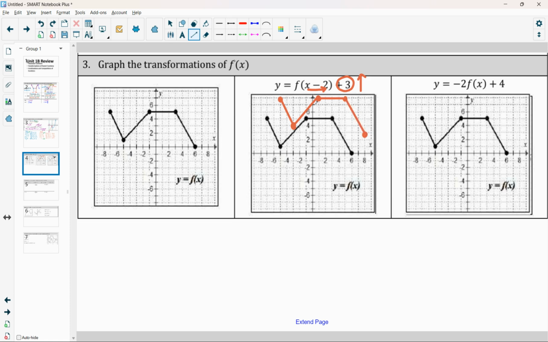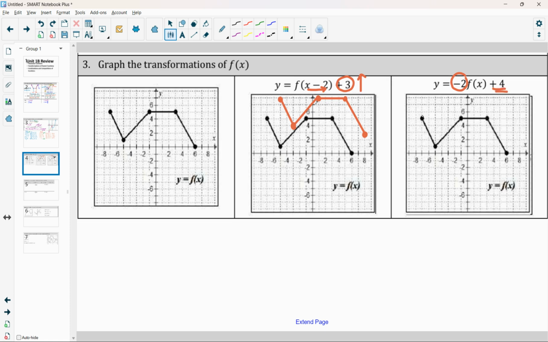Okay, then on this next one, you actually have to do a vertical dilation by a factor of -2. Now you can do the negative as a reflection. You can also just multiply the y value by -2. And then we're going to be able to move it up 4.